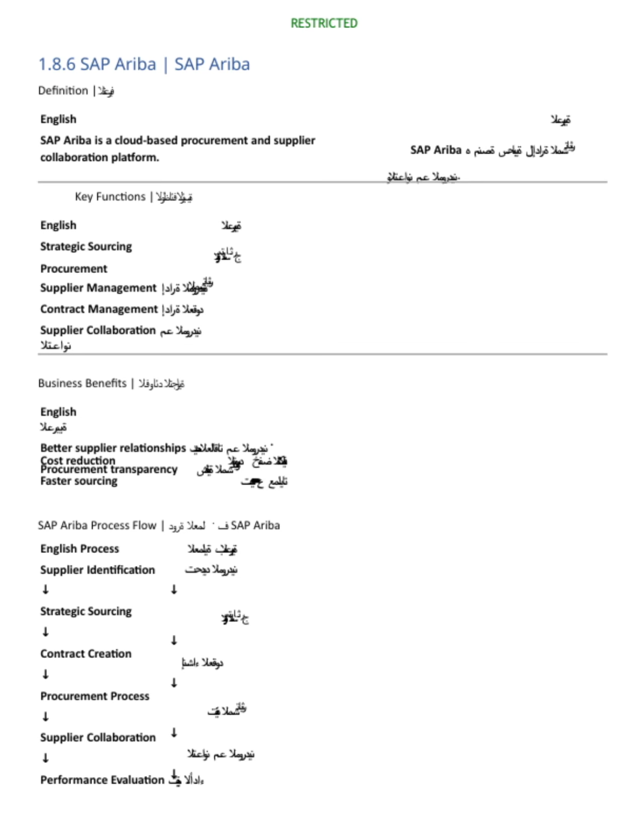Let's take a closer look at the SAP Ariba process flow and its role in modern procurement. It starts with supplier identification, moves through strategic sourcing, then contract creation, and continues with the procurement process itself. Collaboration with suppliers is key throughout. This platform helps reduce costs, speeds up sourcing, and improves supplier management.